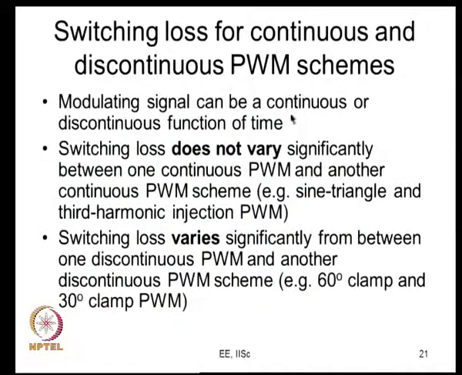So, now from continuous let us go into discontinuous PWM. In case of continuous, the modulating signal is a continuous function of time, otherwise it could be a discontinuous function of time. As we have seen before, switching loss does not vary significantly between one continuous PWM and another continuous PWM scheme, for example, sine triangle PWM and third harmonic injection PWM. This is what we just saw a while back. However, if we are considering discontinuous PWM, for example 60° clamp PWM and 30° clamp PWM, the switching loss would vary significantly between these methods.